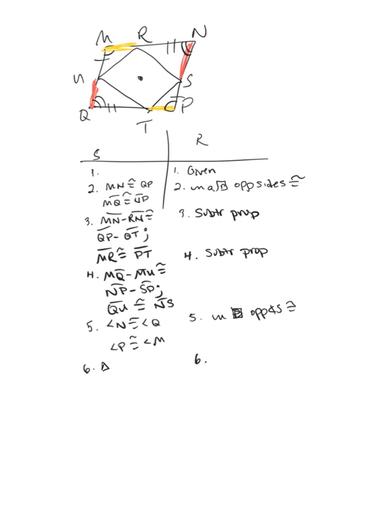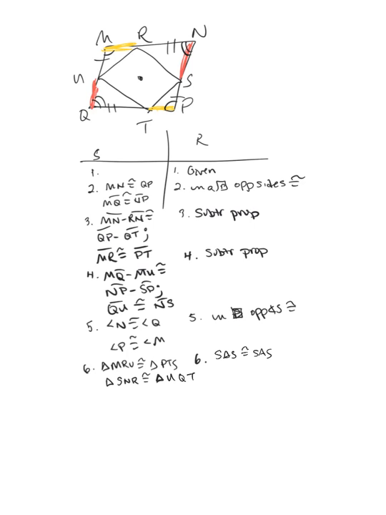So I have triangle MRU is congruent to triangle PTS. And then since it's the same reason, side angle side, I could say triangle SNR is congruent to triangle UQT by side angle side.